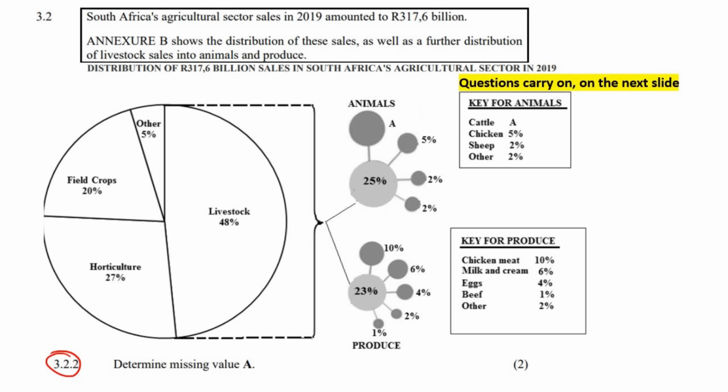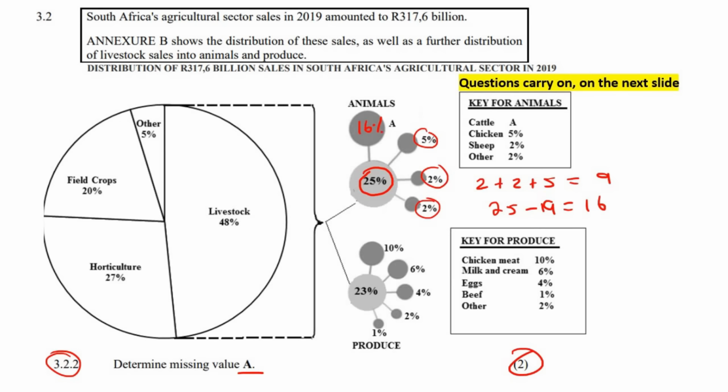This question, for only 2 marks, says determine the missing value of A. So here's A. So the way it works is, you see this big bubble. This big bubble is 25%, and that 25% goes there, there, there, and there. Okay, so we can say 2 plus 2 plus 5, which is 9, and then we can say 25 minus 9, which is 16. So this would have to be 16%.